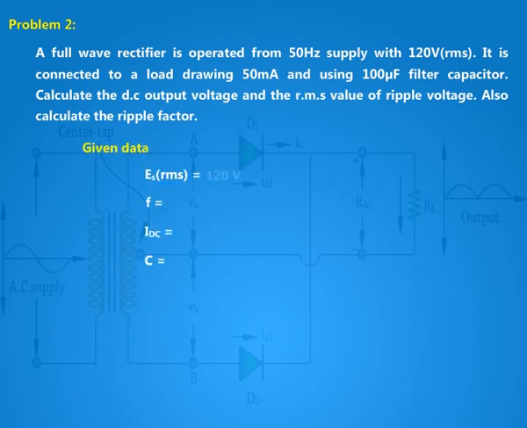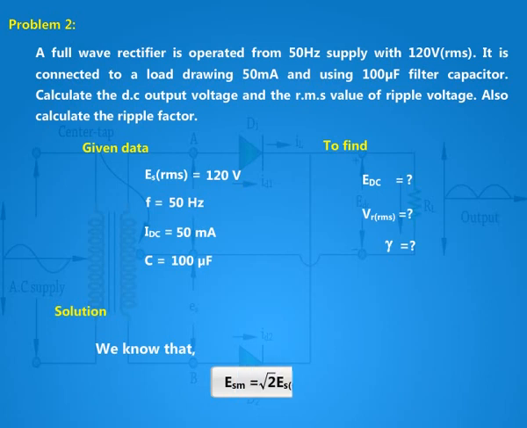Given data: supply voltage ES RMS is equal to 120 volts. Frequency F is equal to 50 Hz. DC current IDC is equal to 50 milliamps. Capacitance C is equal to 100 microfarad. To find DC output voltage EDC, RMS value of ripple voltage VR RMS and ripple factor gamma.